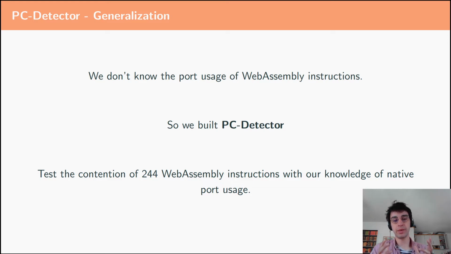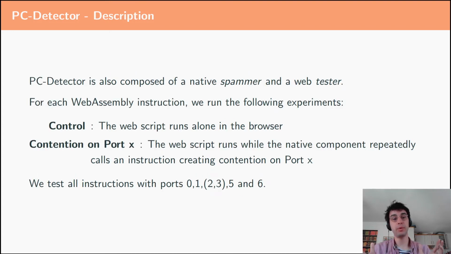Basically what it does is that it compares 244 WebAssembly instructions with native instructions because we know the native port usage of native instructions. So the experiment is quite simple. We have 2 components, a native spammer and a web tester. The native spammer is just a loop calling a specific instruction many times. And the web tester does the same but with WebAssembly instructions and will time the execution it takes to run these instructions. So for each WebAssembly instruction, we run the following experiments.